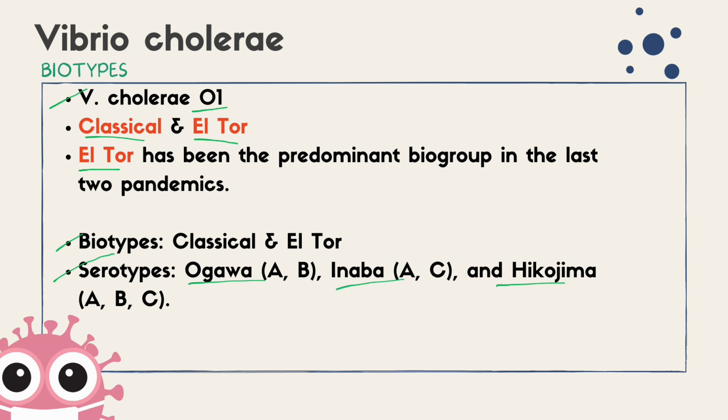So for biotype, we are actually testing the organism based on its physiological characteristics. While for serological typing or serotypes, we are testing whether there is differentiation within the species based on the serological test that has been done on that particular organism.